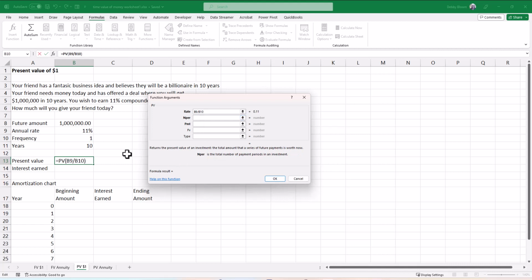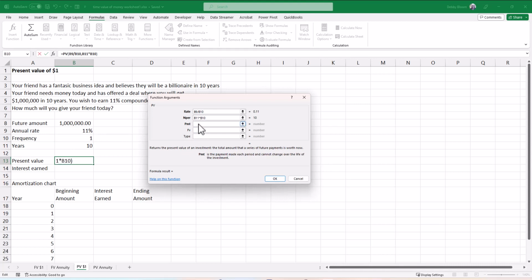If you're going to do something one time over each year, over a 10-year period, you're going to do it 10 times total. So in N per, I'm going to click on B11, the number of years, and multiply that by B10, the frequency. So again, it's silly to multiply 10 by 1, but if you wanted to change the frequency and make sure that the answer is correct, you'd have to do it this way.